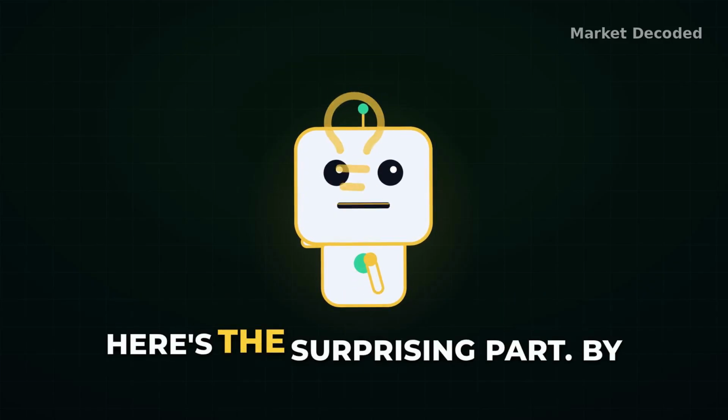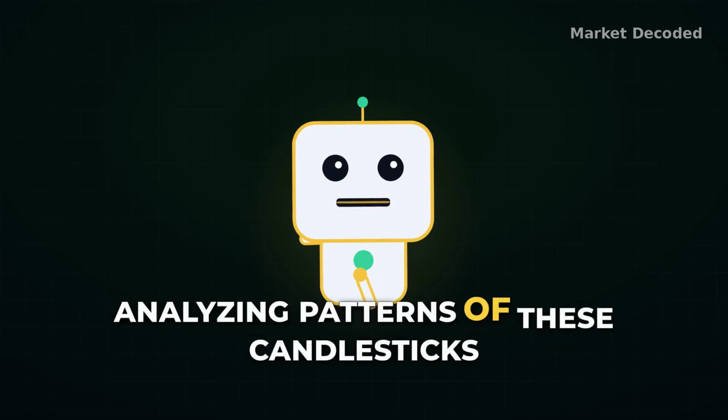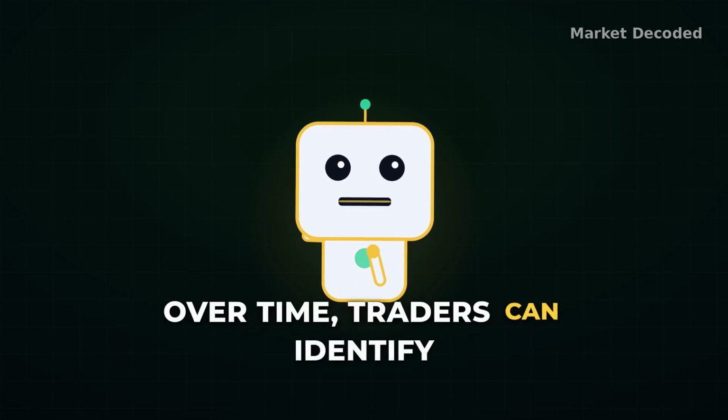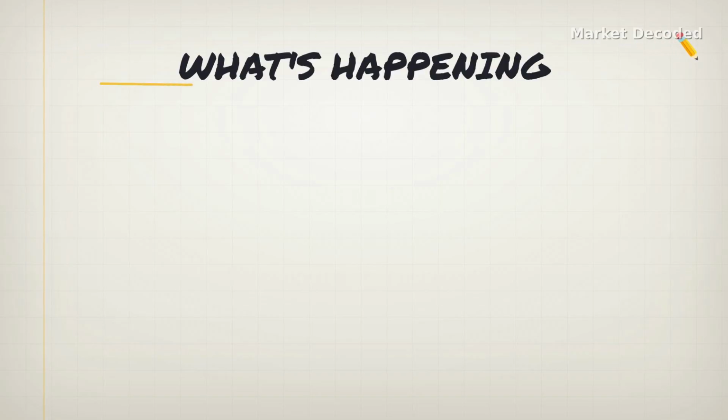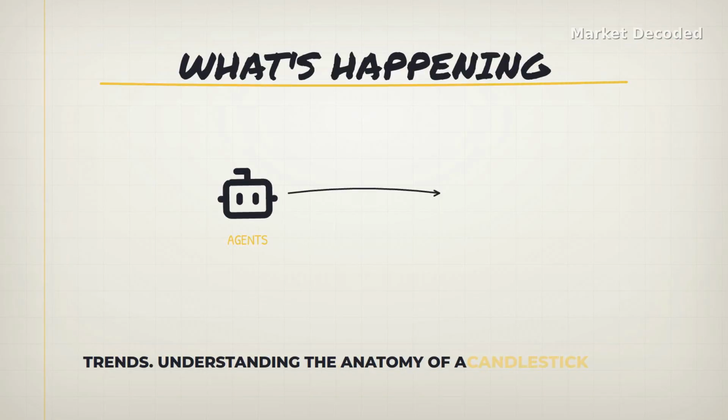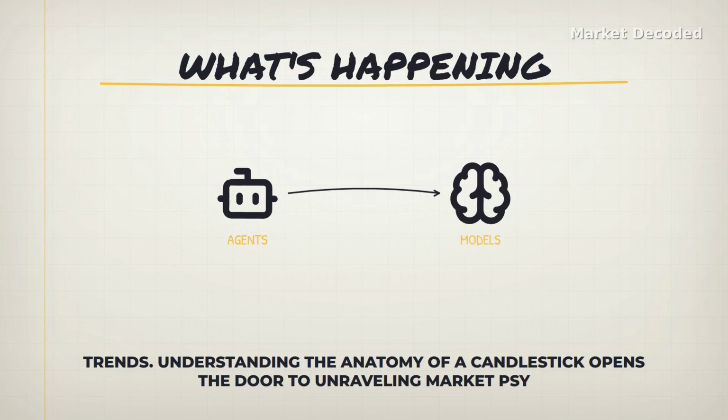And here's the surprising part. By analyzing patterns of these candlesticks over time, traders can identify potential trends. Understanding the anatomy of a candlestick opens the door to unraveling market psychology. Stay curious, and let's dive deeper into how these shapes impact trading decisions.